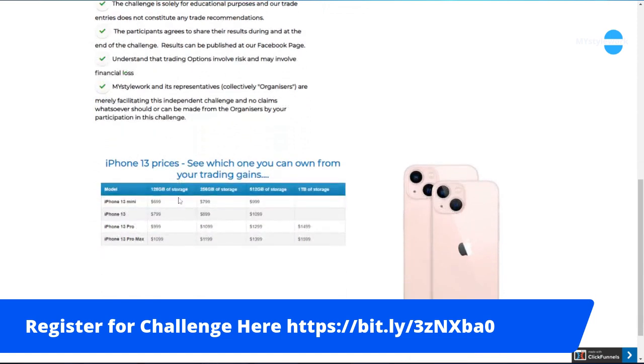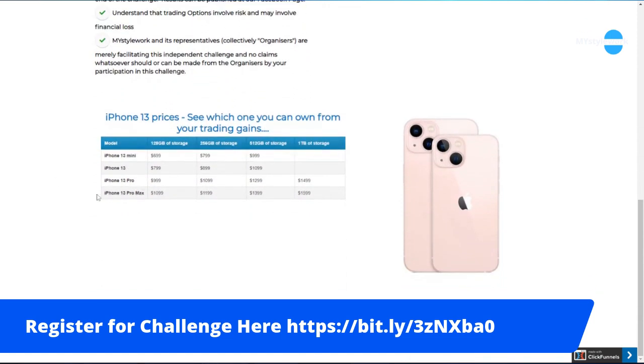So the iPhone prices are here. If you can see, the cheapest one is the mini, $699 only. If you do maybe about five, six trades, maybe you can actually reach there. Depending on what trade, if you do naked ones, two trades can get you there. But of course, we need to take care of our risk.